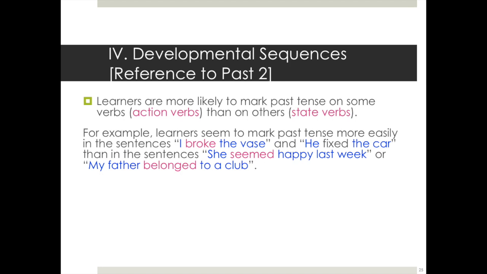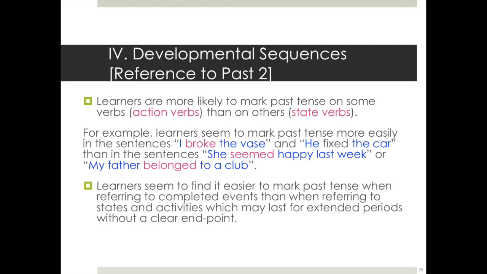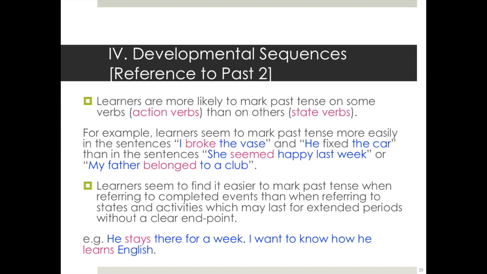And finally, the last phase is when learners find it easier to mark more complex past tense structures, like, for example, completed events, or talking about things which haven't been totally completed when we don't have a clear end point. For example, he stays there for a week. He stayed there for a week. That's a completed event. But I want to know how he learned English. This is something which is still in progress. He is still learning English.